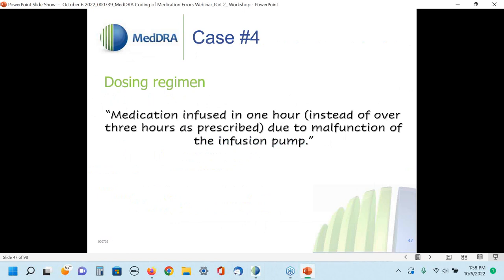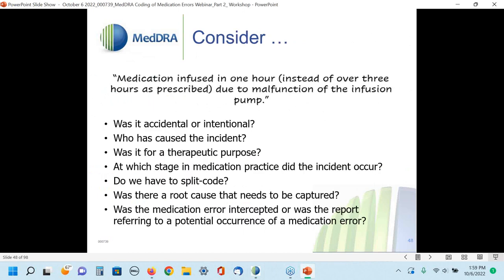Okay, the medication infused in 1 hour instead of over 3 hours as prescribed due to a malfunction of the infusion pump. Again, same questions that we're attempting to answer here. Sometimes they're murky in terms of trying to figure out what's going on. At the very least, we know that there's a problem with a device here because we're told the infusion pump malfunctioned. And then there's a consequence of it, which is the medication was infused more quickly than it should have been.